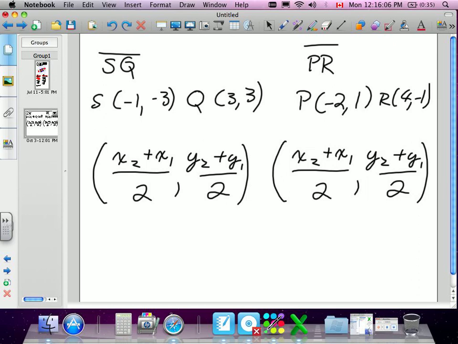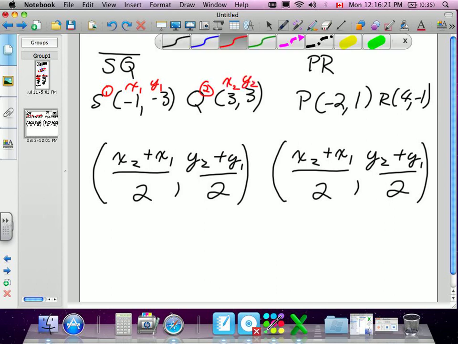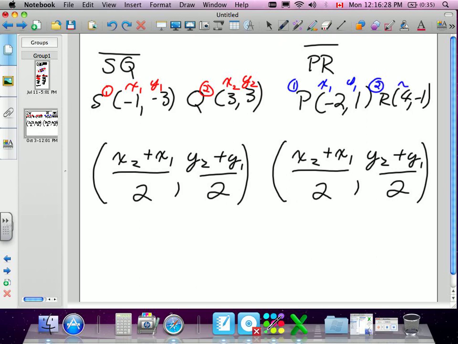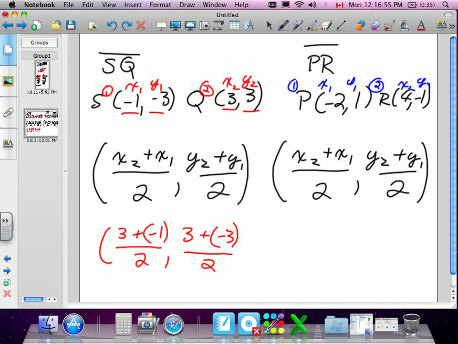So we have our two formulas, and we need to put our points in. We're going to call S our first coordinate, so that'll be x1, y1. And we'll call Q our second coordinate, x2, y2. Same idea over here. We'll call P our first coordinate, x1, y1. And R our second coordinate, so we have x2, y2. And then we're going to plug the points in. So we'll do this one in red. x2 is the number 3, plus x1 is negative 1, divided by 2, comma. This separates the points. y2 is 3, plus y1 is negative 3, divided by 2.